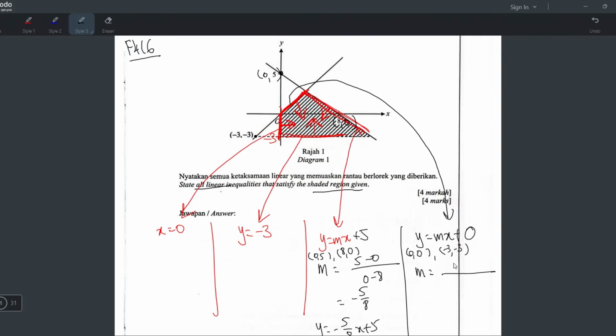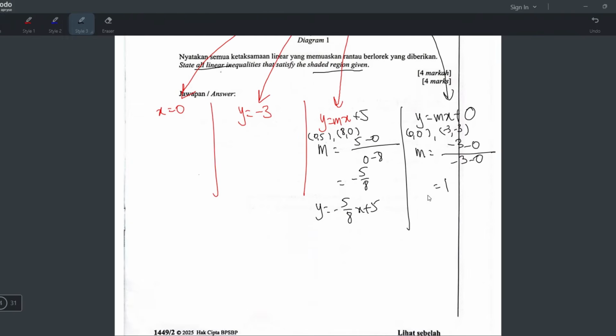Okay, y minus y over x minus x. So negative 3 minus 0 over negative 3 minus 0, which gives you positive 1. So you have your equation now. Y equals mx plus 0, which is 1x plus 0. So it's just y equals 1x. And the plus 0, if you don't want to write it, it's also fine.